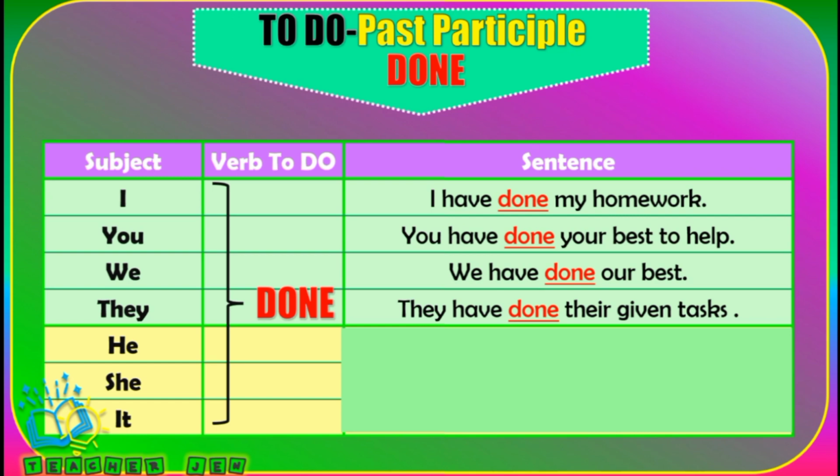In these four examples, you can see that they all use the plural form of the verb to have, which is have. Remember that if our subject is plural or is a personal pronoun like I, you, we, or they, we must use have paired with the past participle of the to-do verb, which is done. So we say, I have done, you have done, we have done, and they have done.